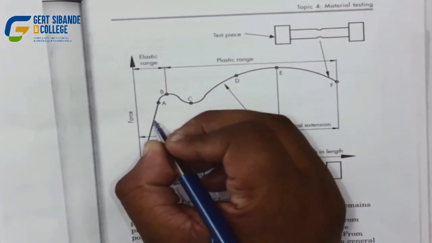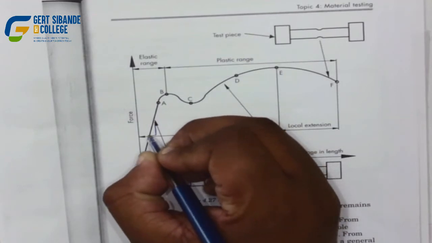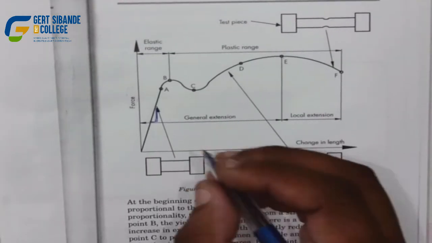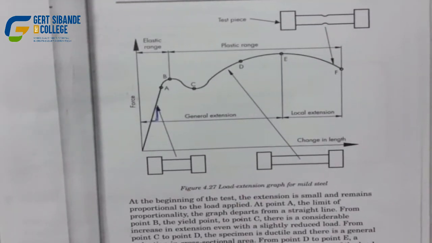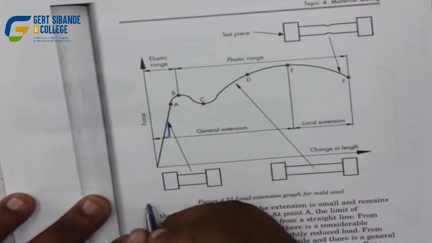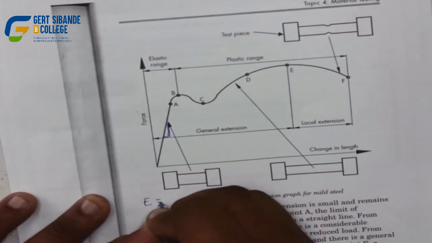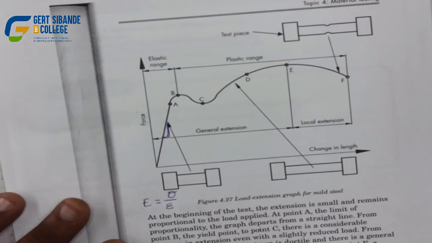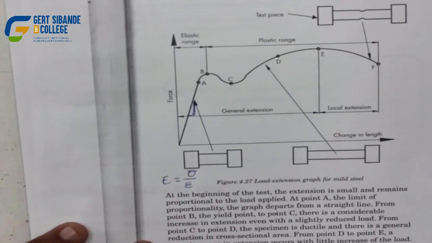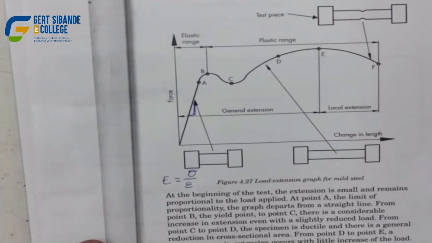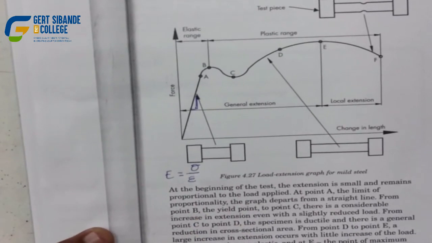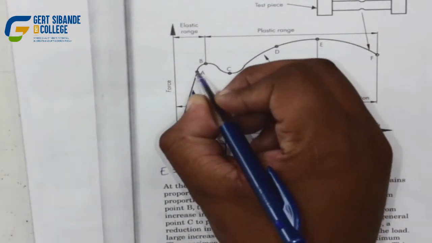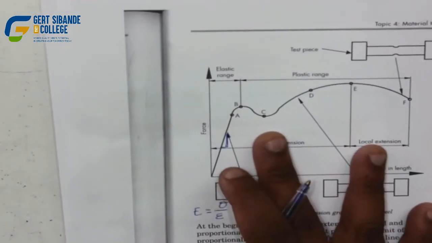That line, you can also calculate the gradient, and the gradient of that line is going to result in Young's modulus. So Young's modulus, which will be E, is equal to the stress over the strain, whereby we use the Greek letters: sigma for the stress, and epsilon for the strain. So for the material to reach point number A, can you all see?